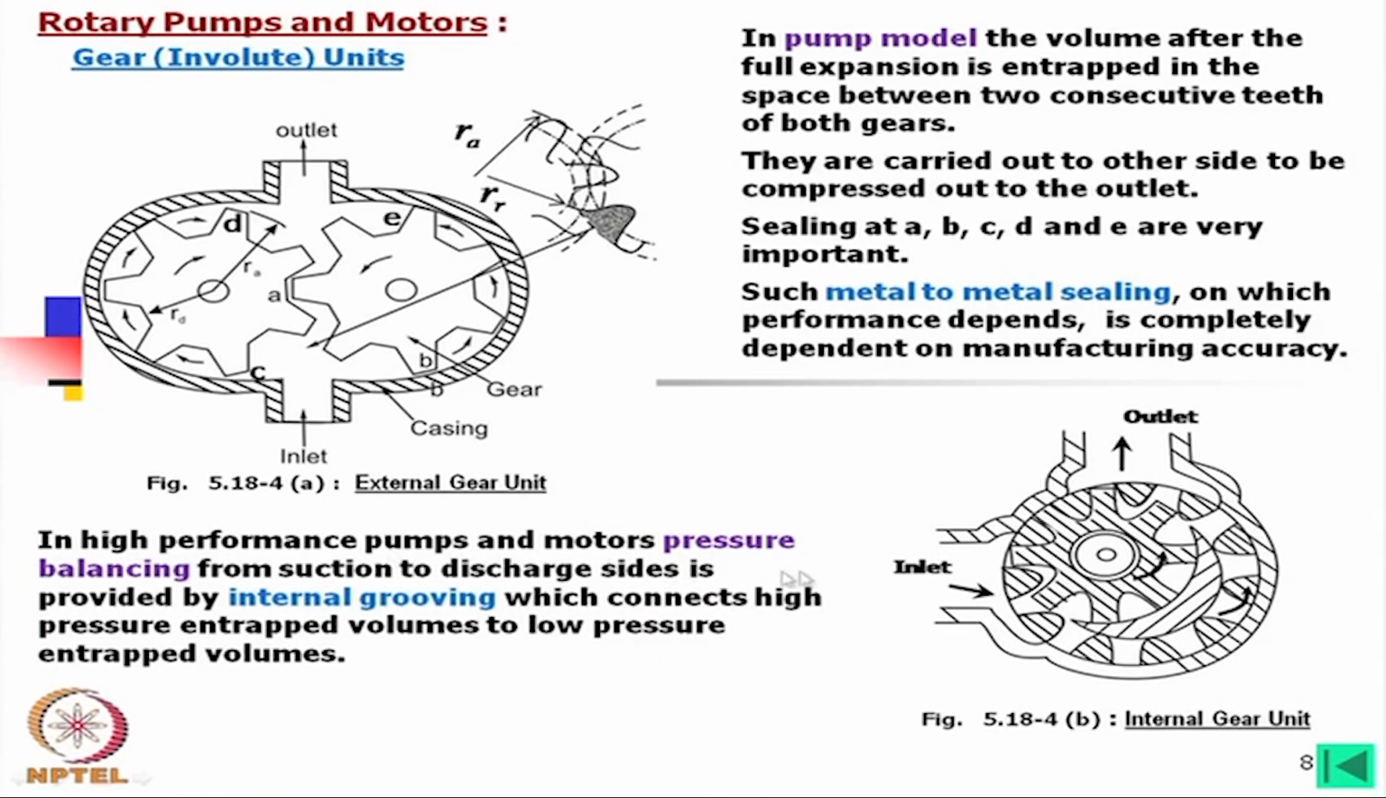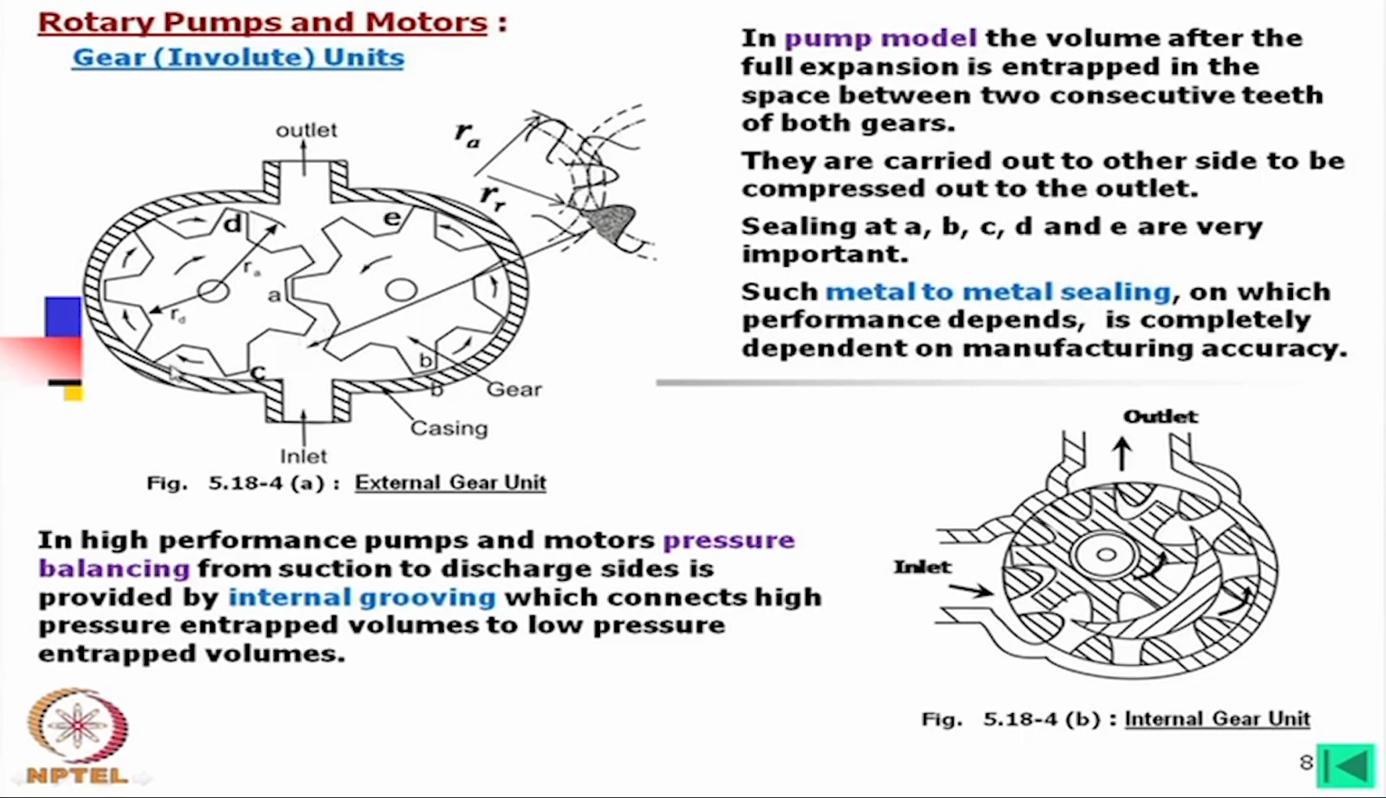In high performance pumps and motors, pressure balancing from suction to discharge side is provided by internal grooving, which connects high pressure entrapped volume to low pressure entrapped volumes. Now, if you look into this pump features, the pressure here is 0 or suction pressure, whereas here is delivery pressure. Definitely this pressure difference is very high. If it is say a 10 megapascal pump, then we can say there is a 10 megapascal pressure difference from here to here.